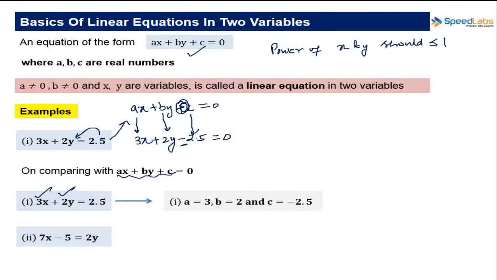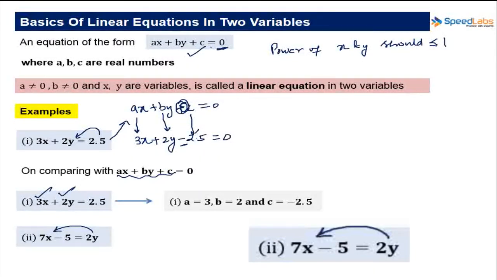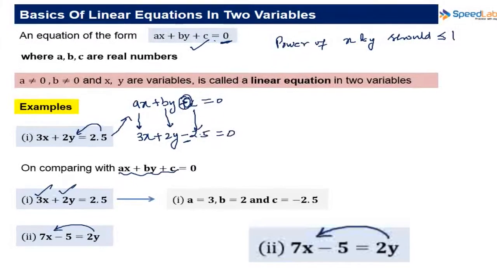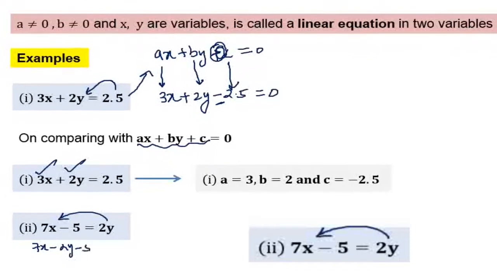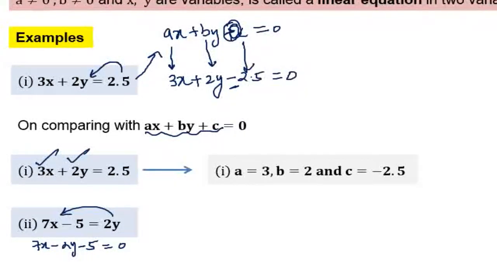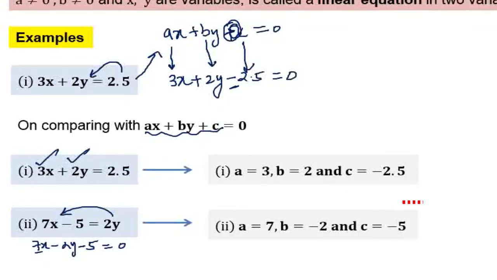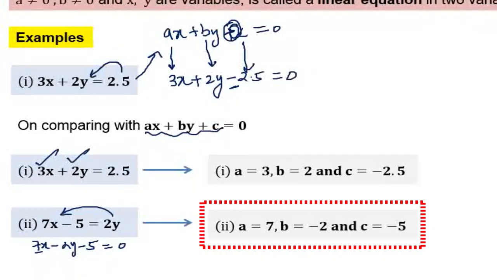So similarly, if you look at one more example, this is 7x minus 5 is equal to 2y. So what you have to do, transfer all the terms to one side and you have to leave 0 on the right hand side. So transfer this 2y to the left hand side. Then the equation will be 7x minus 2y minus 5 is equal to 0. Now if you compare this equation with ax plus by plus c is equal to 0, a will be 7, b will be minus 2 because here it is plus by and here it is minus 2y. So b will be minus 2 and c will be minus 5.